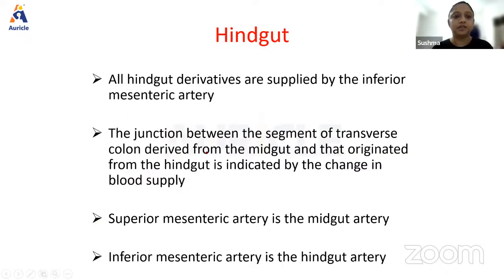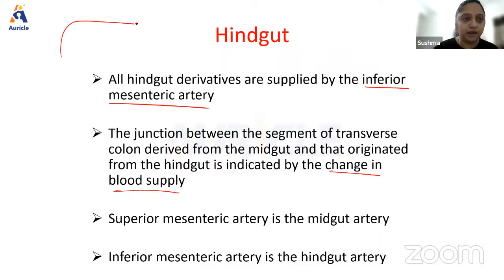Next, all the derivatives are supplied by the inferior mesenteric artery. All the structures are supplied by inferior mesenteric artery. Now, the junction between the segment of transverse colon that is derived from the midgut and that originated from the hindgut is indicated by change in blood supply.